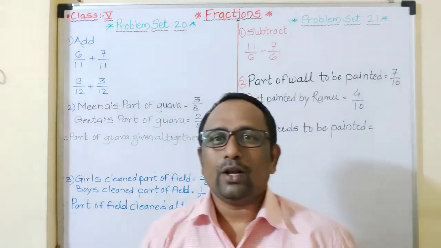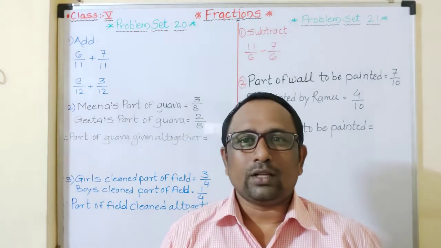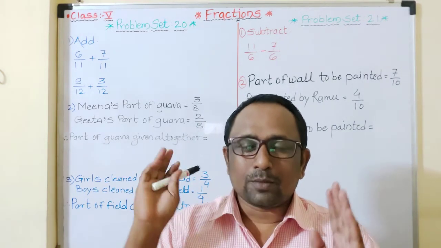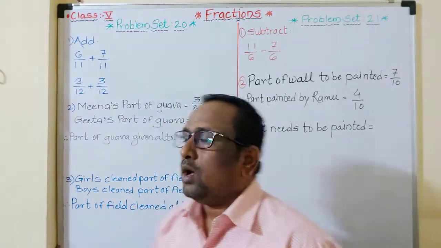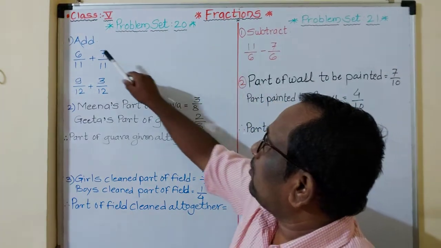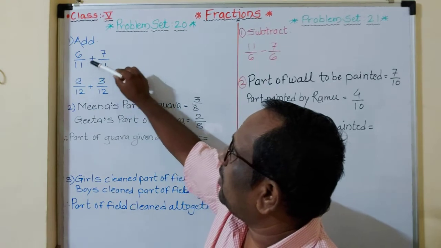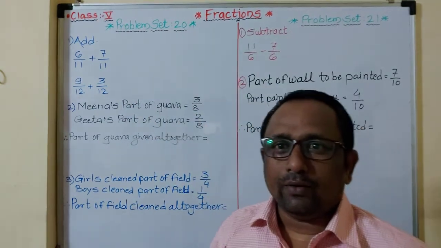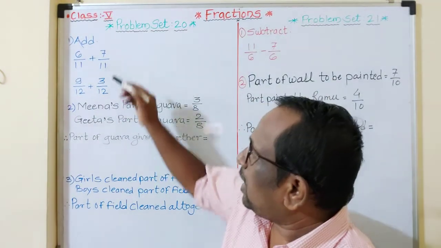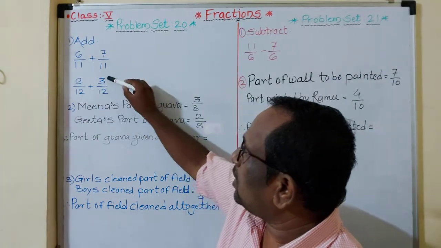Today in our fraction chapter we are going to solve problem set number 20 and problem set number 21. Both problem sets are very simple, okay? Just pay attention. Now, in problem set number 20, the first question is add. Here the first fraction is 6 upon 11 plus 7 upon 11, okay? And the second fraction is 9 upon 12 plus 3 upon 12.